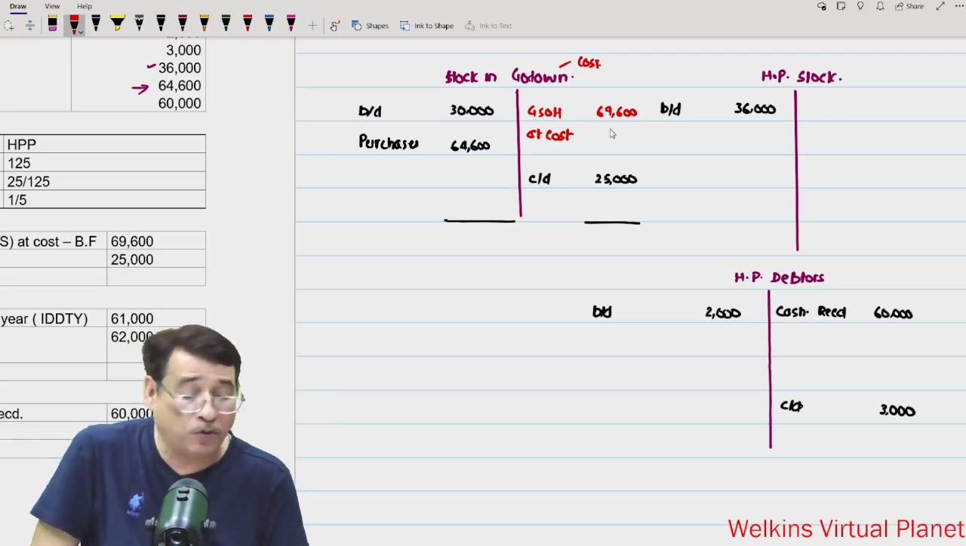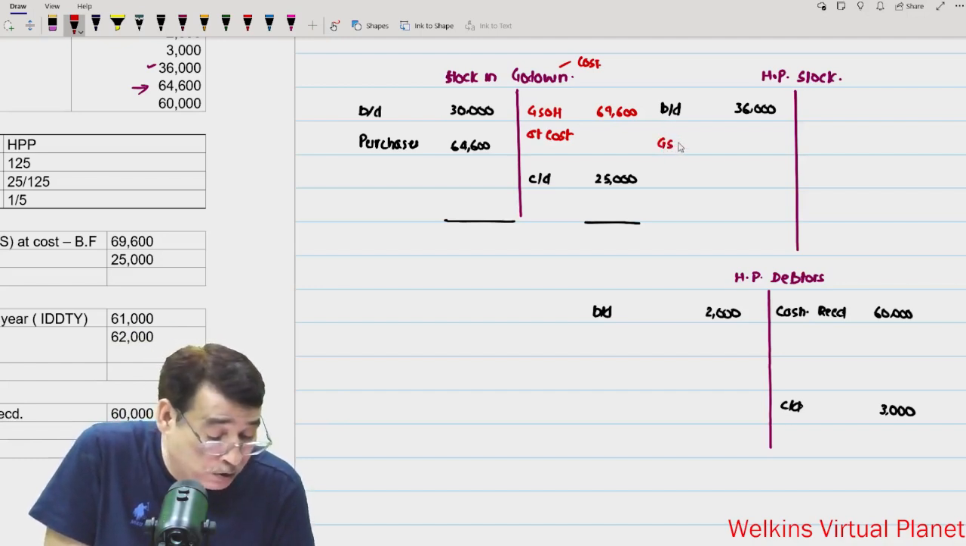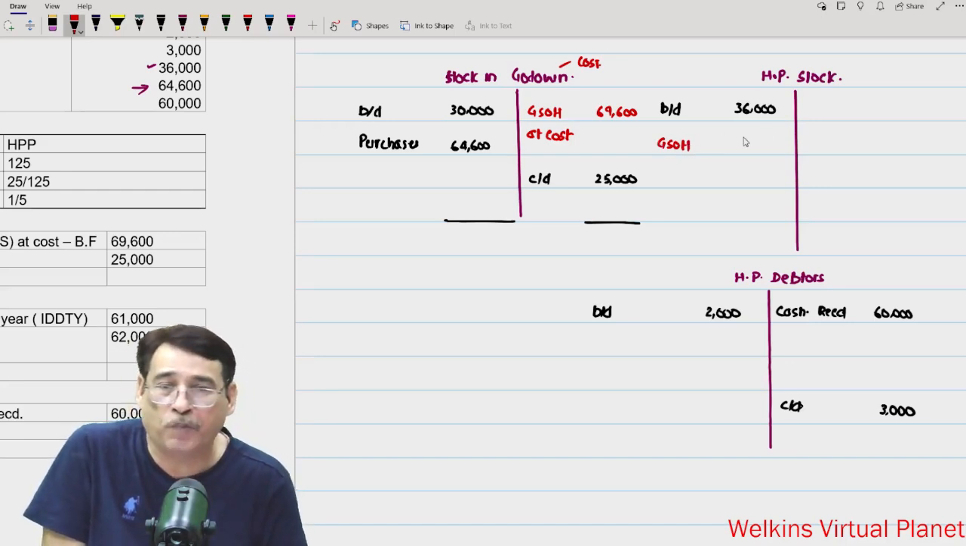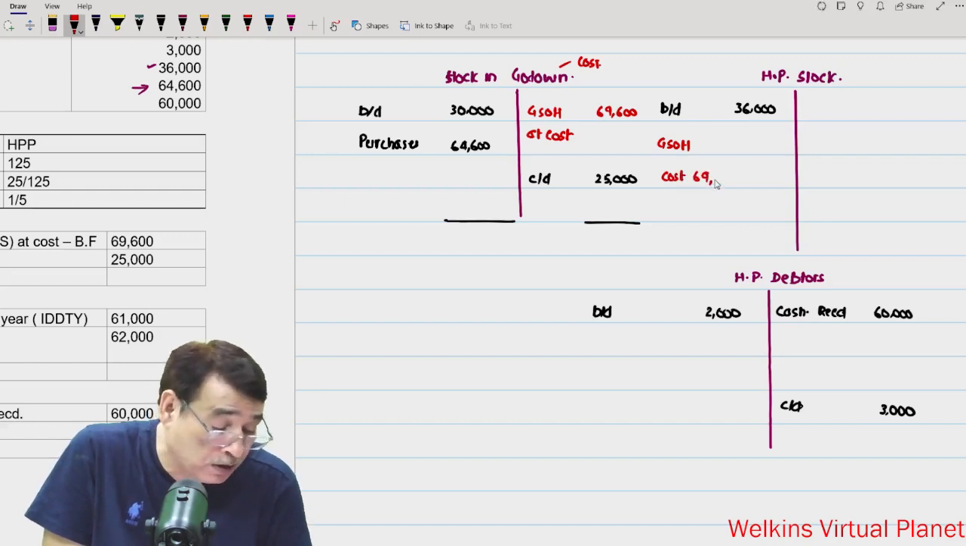Now you have to transfer this first of all to hire purchase stock account. In the hire purchase stock account, I will write goods sold on hire. But the problem is that in this account, I will have to write the hire purchase price. So I will have to find the hire purchase price. In order to find out the hire purchase price, first I will write the cost 69,600.